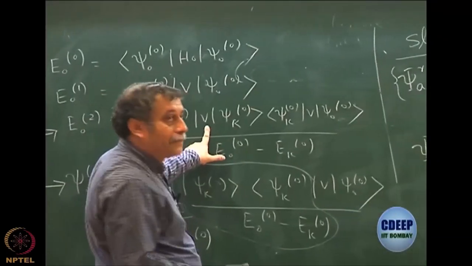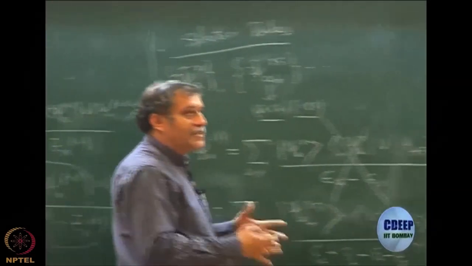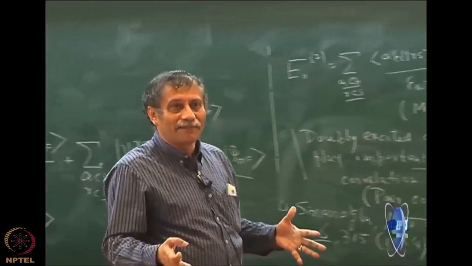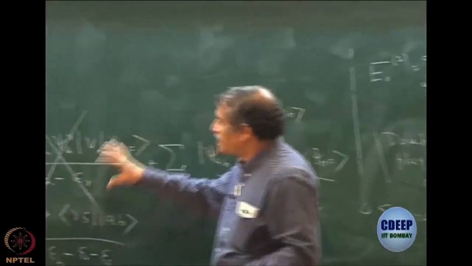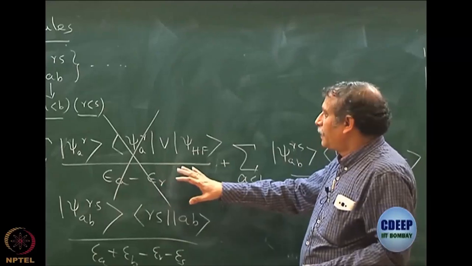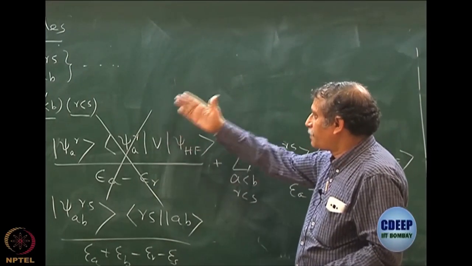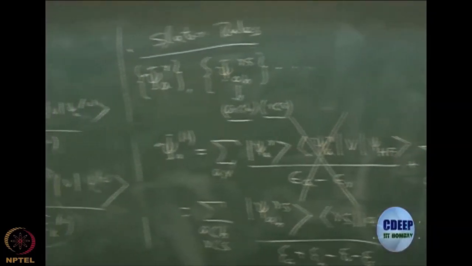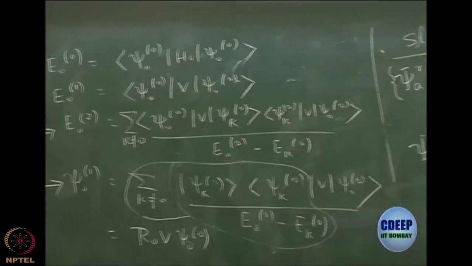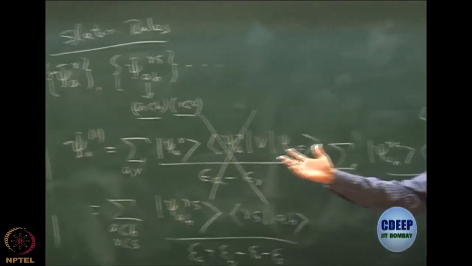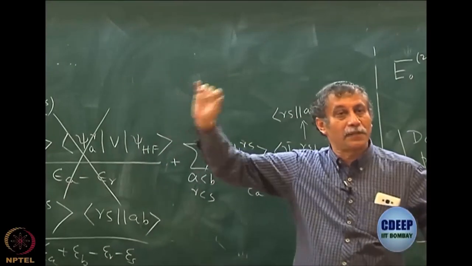Just remember how to handle the V. Do not jump to the conclusion that V is H, or V is 1 by r_ij, either way. Although the singly excited contribution gets 0, it is a direct consequence of Brillouin's theorem. But it is basically because V can be written as H minus H naught, and they are also states of H naught. So Brillouin's theorem combined with this actually gives you 0 for this part. You can try to explain this by writing V as 1 by r_ij minus V Hartree-Fock. So please do this exercise.